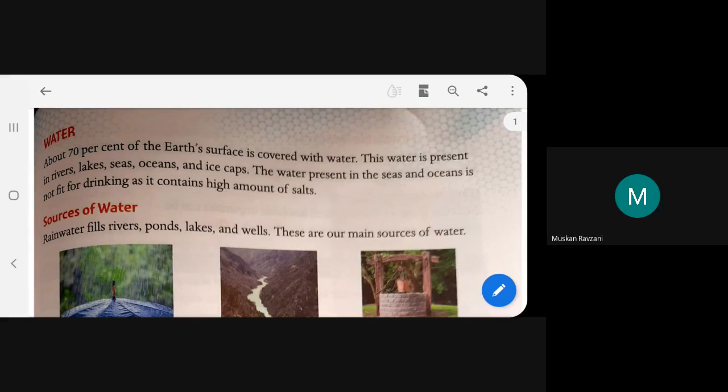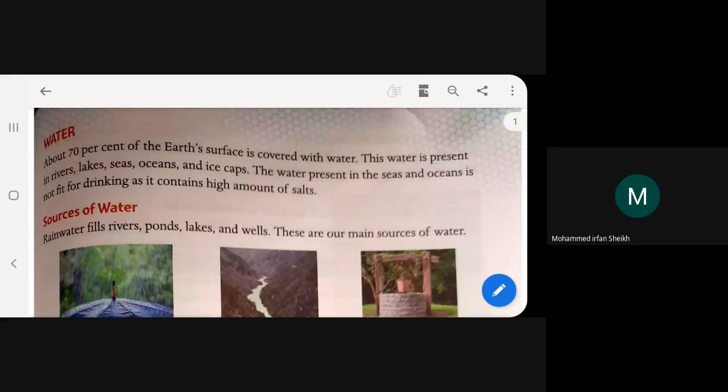So now 78 plus 21 makes 99, correct? And in the remaining 1 percent, 0.03 is carbon dioxide. Whatever amount is remaining, in that rest amount, water vapor, smoke, argon, and all such other gases are present in the air, for example hydrogen, helium, argon, correct? Water vapor and smoke are present in the air. Yes or no, beta?